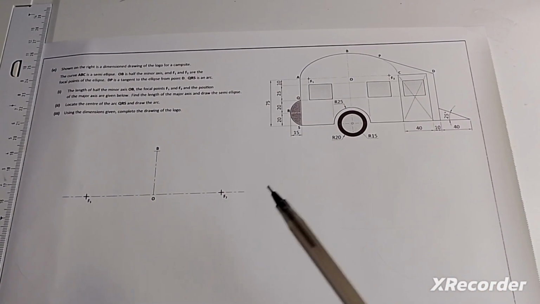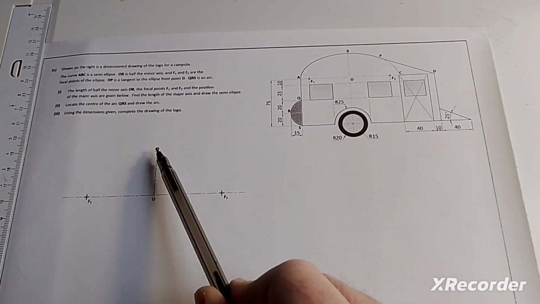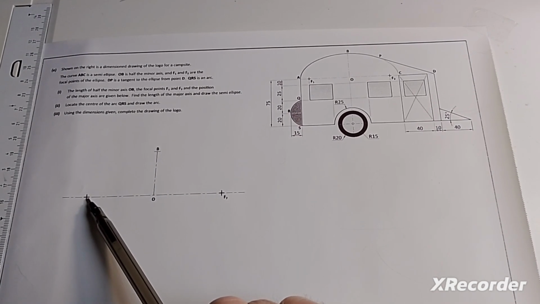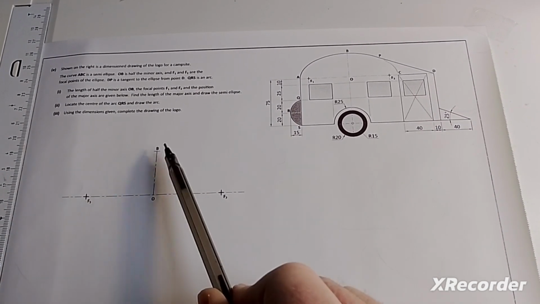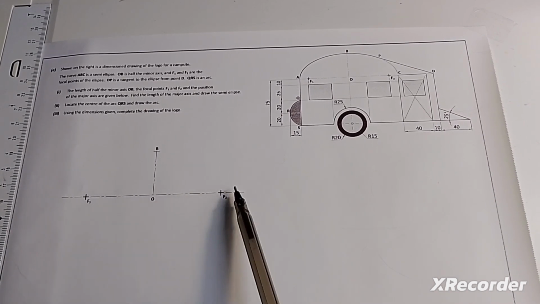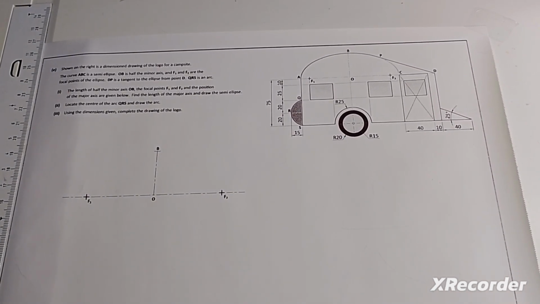Now of course there is a proper way to do that. You set your compass here, point the compass in B, open the pencil out to F1. That will be half the major axis. Then simply move the point of the compass down here and then flick it off here and here, and that will find you half the major axis.